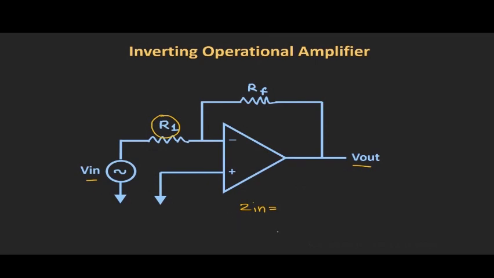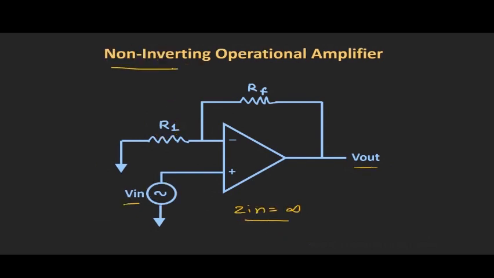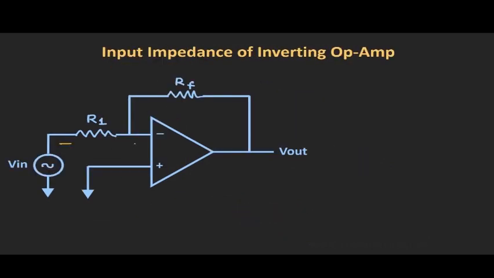So if we consider the ideal op-amp, then in that case, the input impedance of this inverting op-amp will be equal to R1. So now let us derive the expression for this input impedance in case of this inverting as well as the non-inverting op-amp configuration. So now if you see the inverting op-amp configuration, then in this configuration, the input impedance is the impedance that is seen through this voltage source Vin.